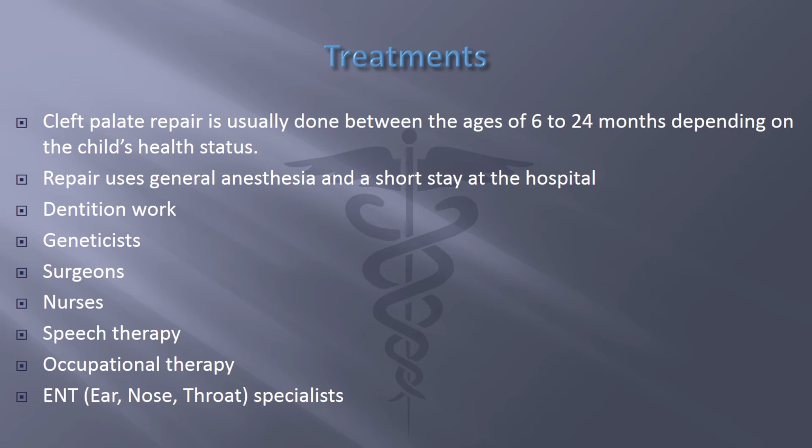Treatments. So cleft palate repair is usually done between the ages of 6 to 24 months, depending on the child's health status. Repair usually involves general anesthesia and a short stay at the hospital. There will be a need for dentition work because of the formation of the mouth during the repair. A geneticist for learning how the disease came along, surgeons, nurses, speech therapy, occupational therapist, and ear, nose, and throat specialists are also a part of their care.